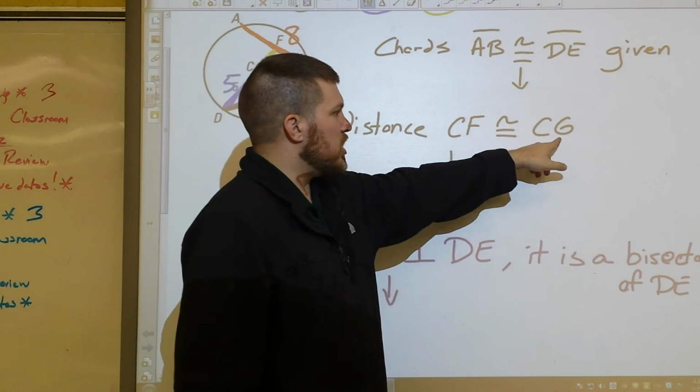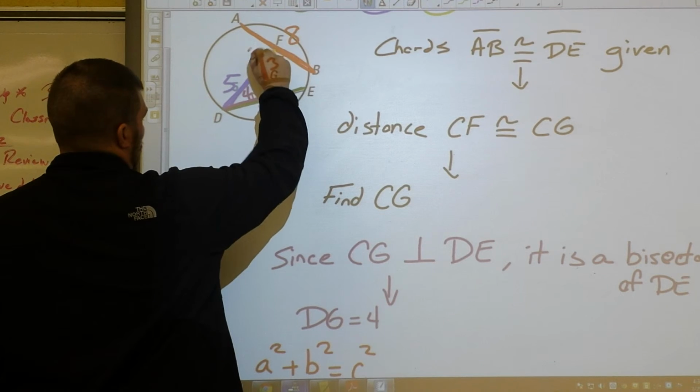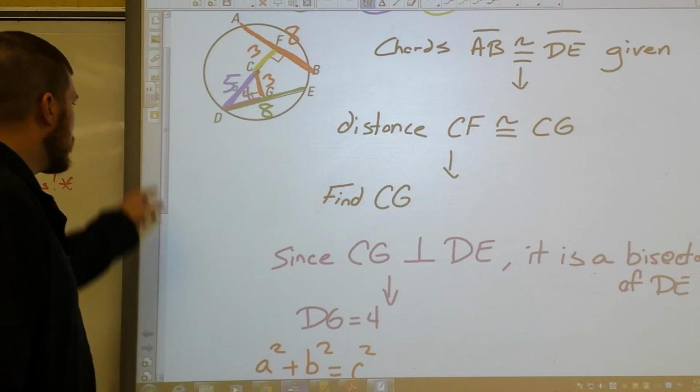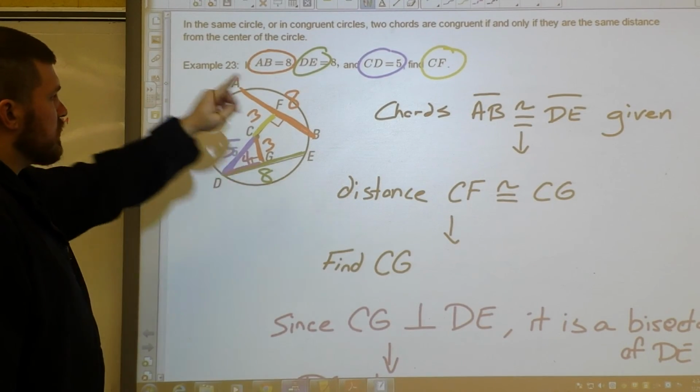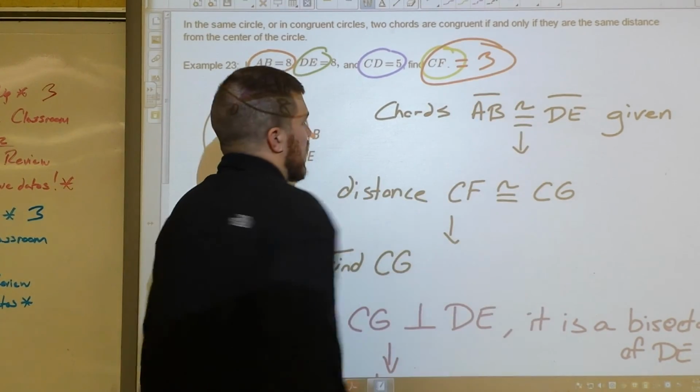But we know CG is congruent to CF. That means they're the same. So CF also has to be 3. And since CF is 3, that's what we're trying to find. CF equals 3. That's my answer.